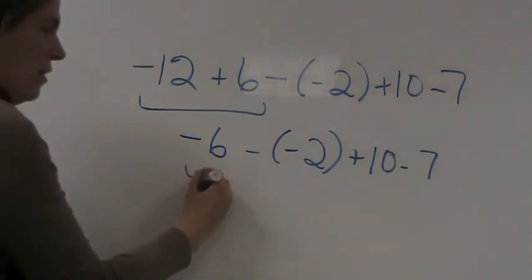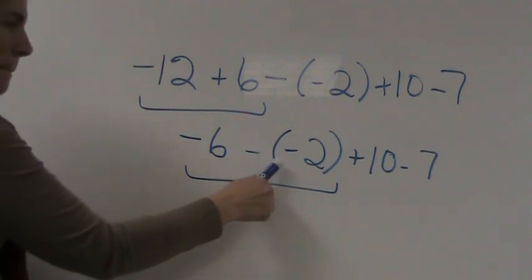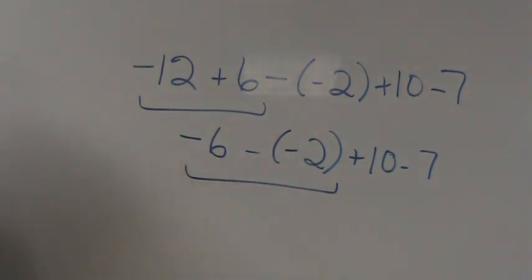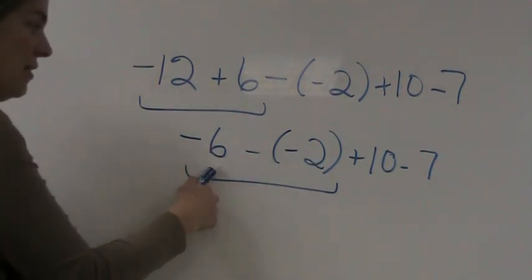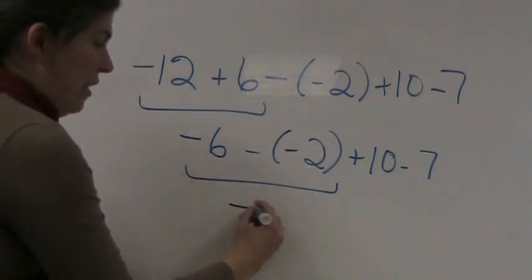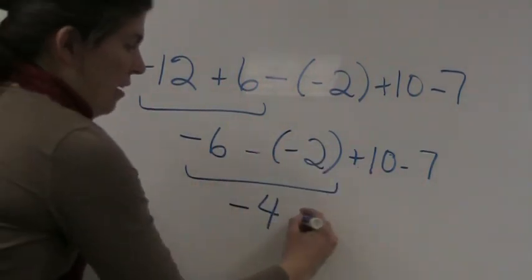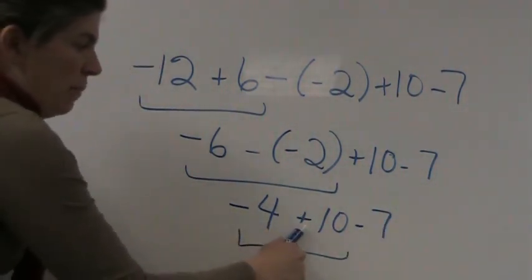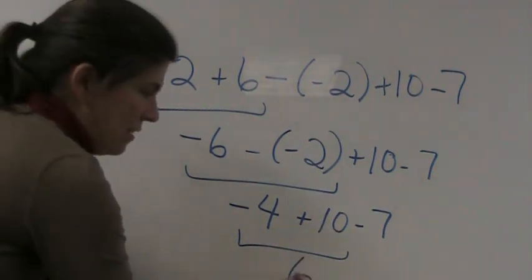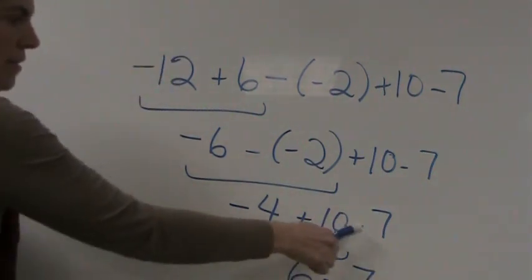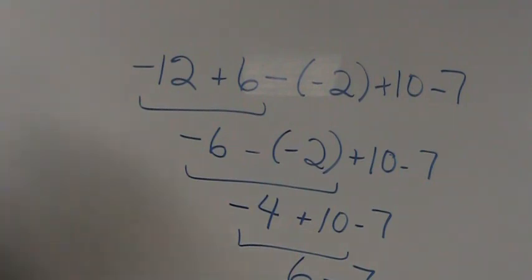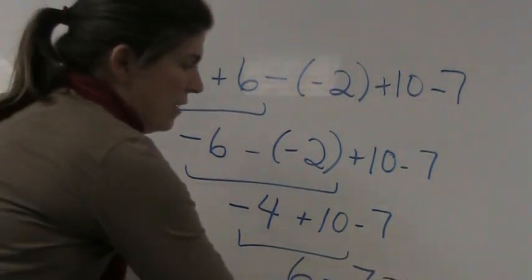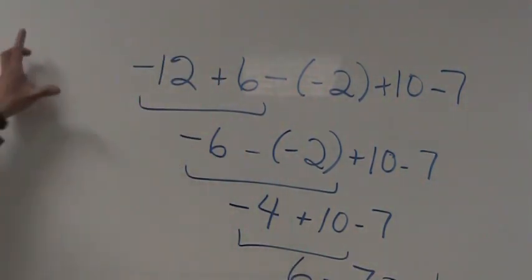Now I'm going to look at these two parts, negative 6 minus a negative 2, and I can think about that as adding the opposite. So I can say negative 6 plus 2, that gives me a negative 4, and then I have all this other stuff here that I'm going to get to next. Now I'm going to look at this and say negative 4 plus 10 gives me a positive 6. I still have that minus 7 on the end, so 6 minus 7 gives me a negative 1. So all of that simplifies down to simply a negative 1 as my answer.